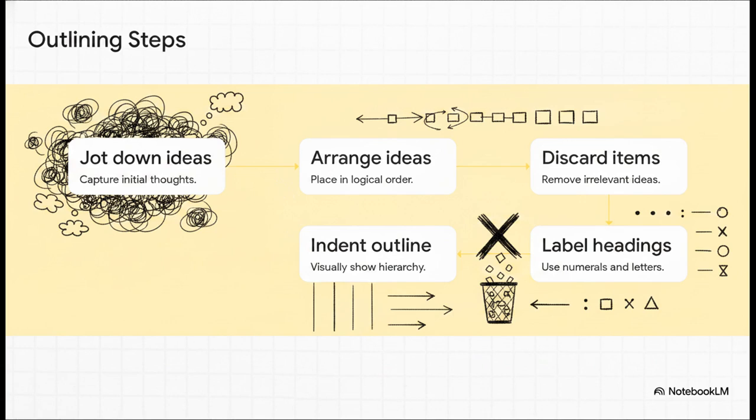We can follow this really actionable 5-step roadmap. First up, just jot down ideas as they occur to you. Seriously, embrace the chaos here. Next, you take those ideas and arrange them in a logical or natural order. Then, and I cannot stress this enough, this is vital, you have to be absolutely ruthless. Step 3 is discarding any irrelevant ideas that don't fit your specific purpose, no matter how clever they might sound. Say goodbye to them. Fourth, label your headings carefully. And finally, indent your points to visually show the hierarchy.